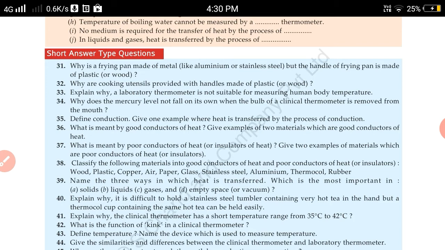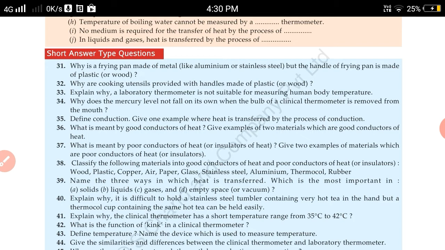Why are cooking utensils provided with handles made of plastic? We have discussed this answer in the question number 31 answer. That is, non-conducting material like plastic and wood helps to handle the utensil during cooking. When the utensil becomes very hot, the handle remains cool.